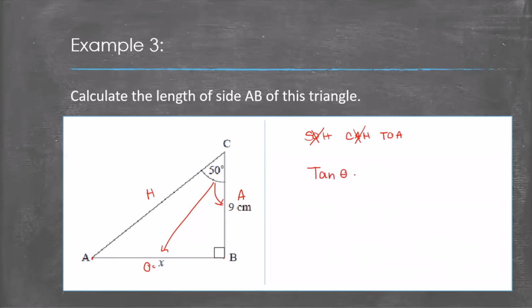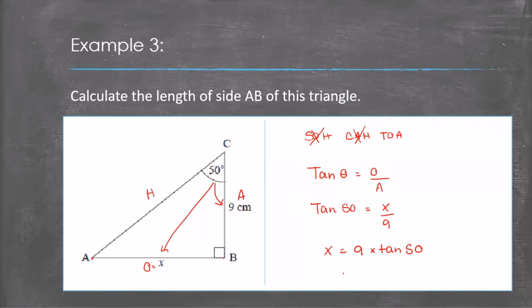So the tan of an angle is equal to opposite divided by the adjacent. The tan of 50 is equal to X divided by 9. It's rearranging just like before. So X is going to be equal to 9 times the tan of 50. It doesn't matter what order we multiply in, so that's okay.